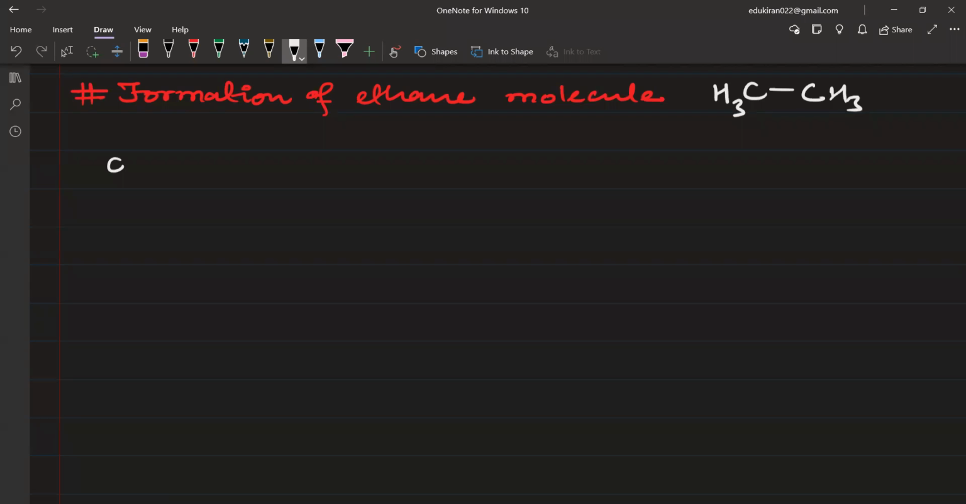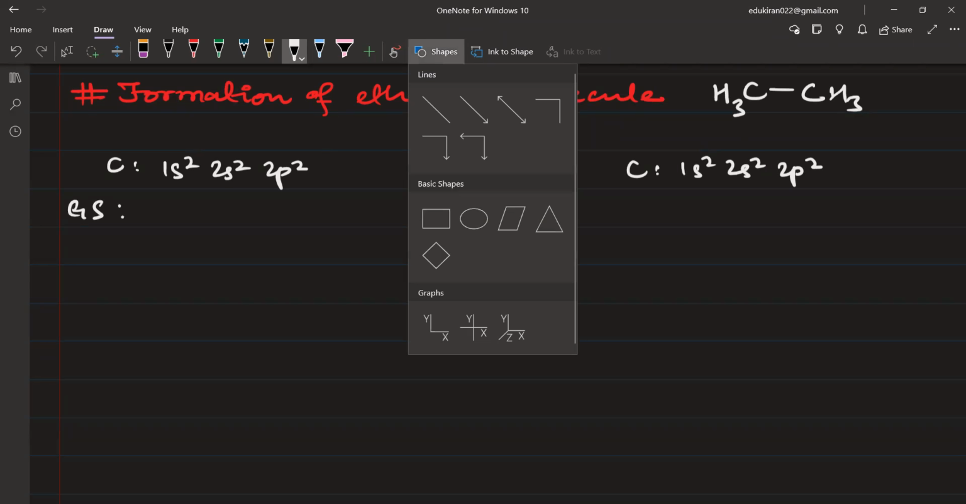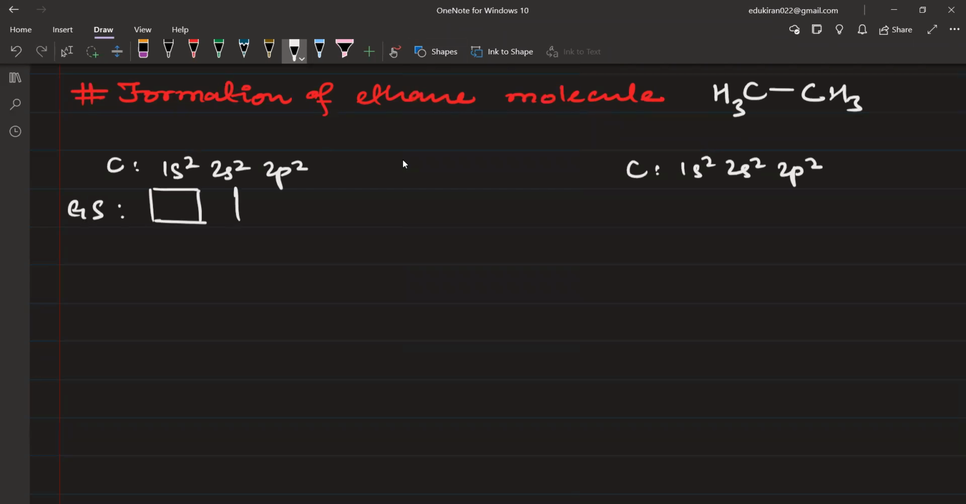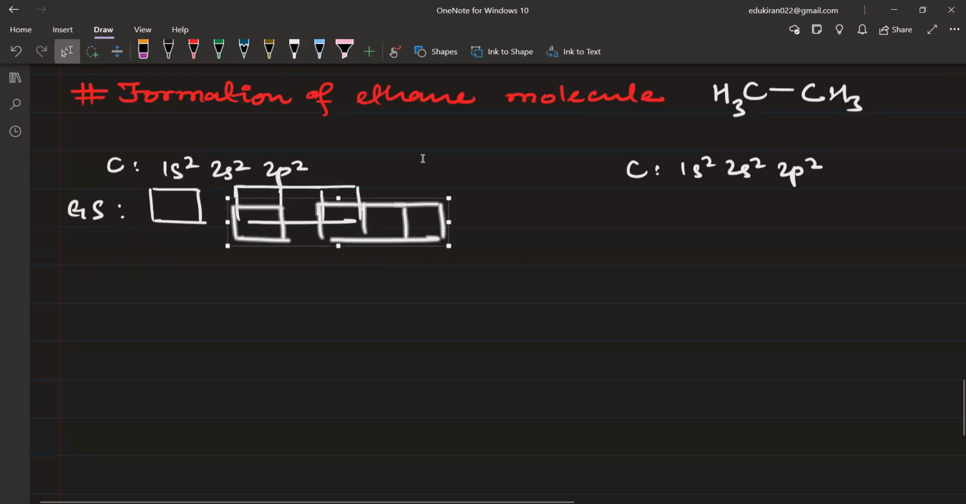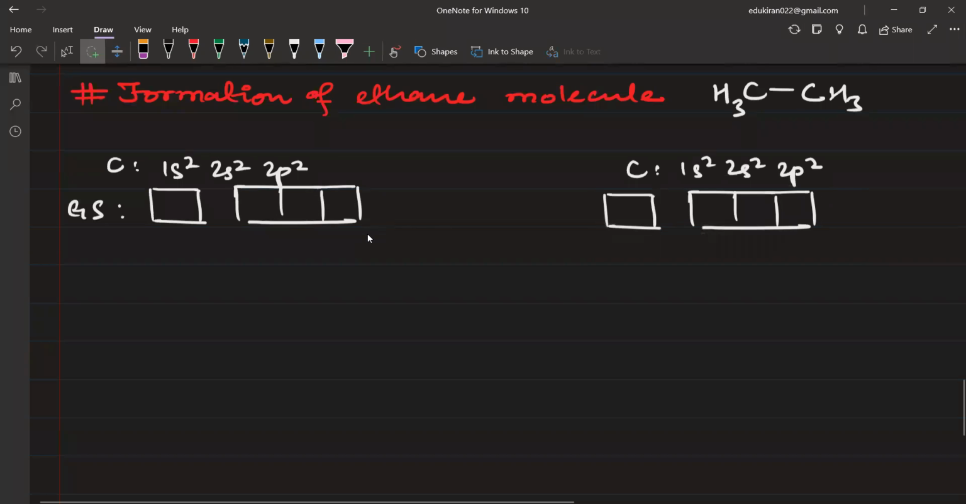So we'll have carbon 1s2, 2s2, 2p2. The other carbon atom also has 1s2, 2s2, 2p2. Now, if I talk about the ground state, so for ground state, I can write, and same things will be here. You'll have one electron, two electron, one electron, one electron. This is also the ground state.